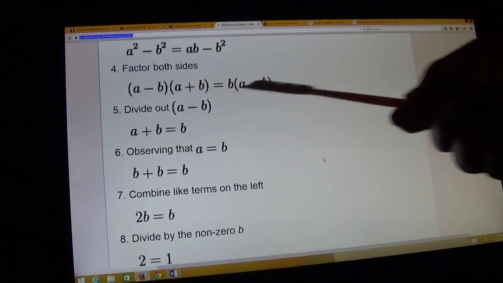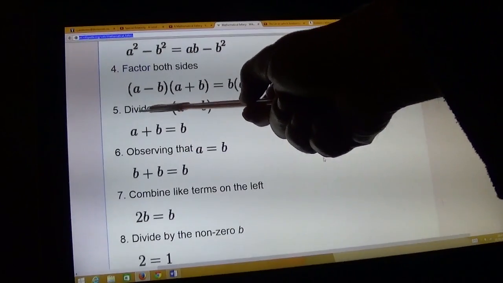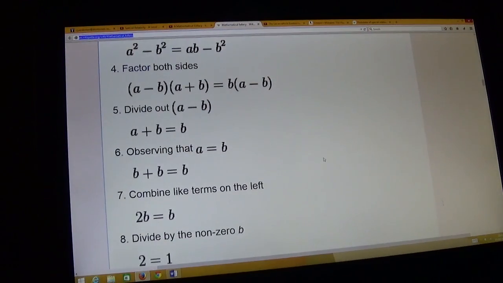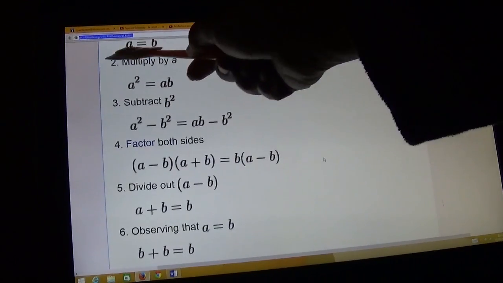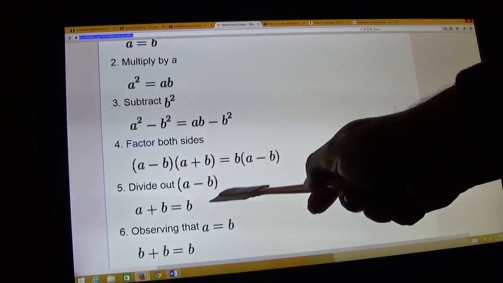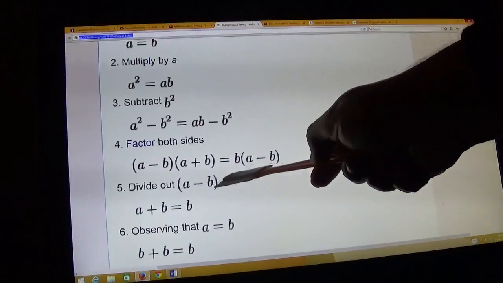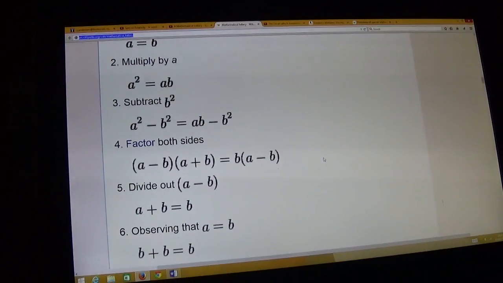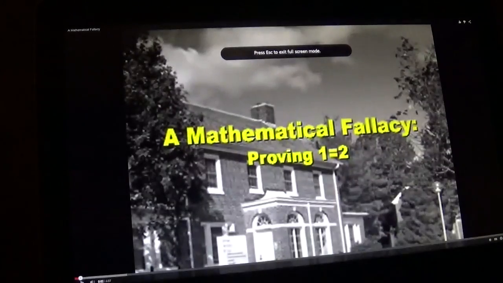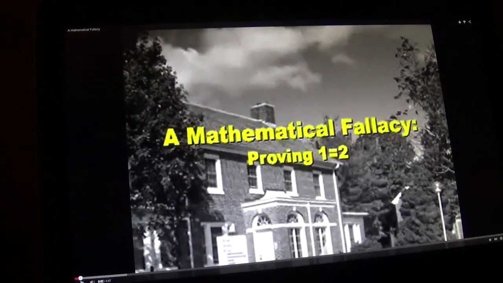And the problem is that when you divided by A minus B, that was 0. A equals B, so A minus B equals 0. So dividing by A minus B, you were dividing by 0. You have to be clever with maths and recognise you can't do that. I have a little video here that will go into it again in more detail as to what I've just done.